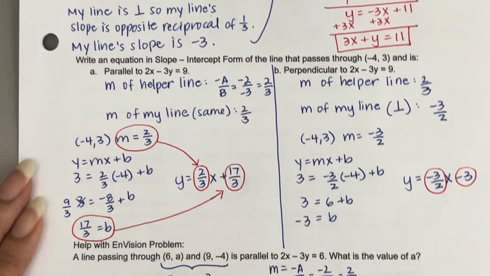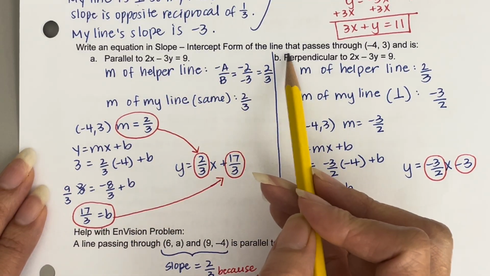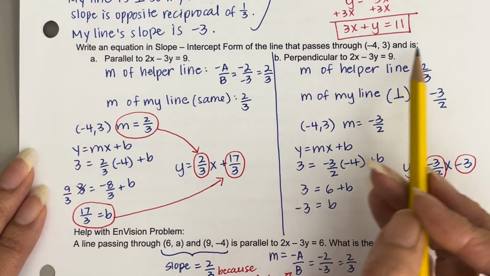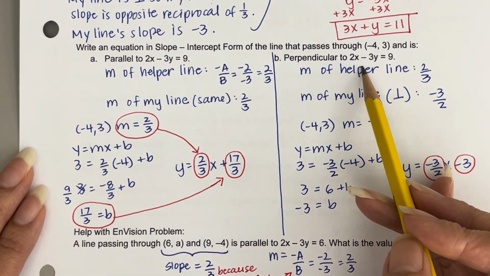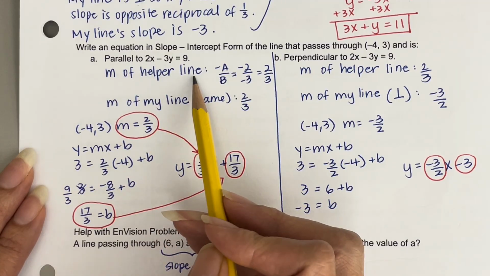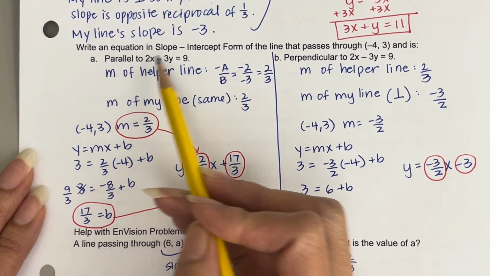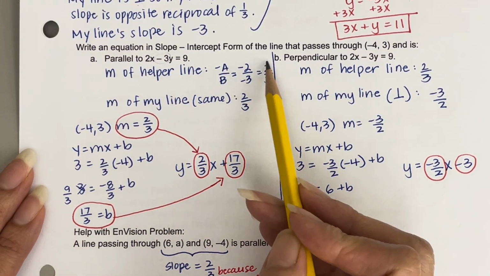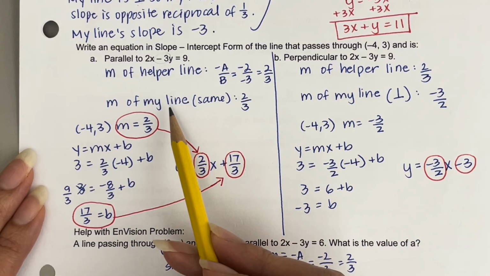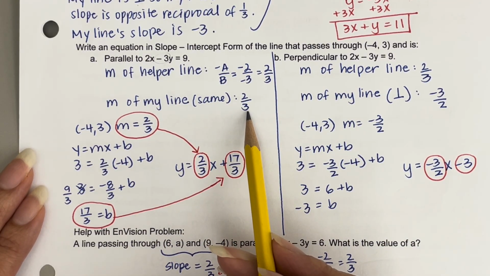Now here's 2 more examples. Write an equation in slope-intercept form of the line that passes through this point and is parallel to this line and then perpendicular to that same line. So the slope of your helper line is negative a over b, or -2 over -3. So the slope of the helper line is 2/3. Since my line is parallel, the slope is the same. So I also have a slope of 2/3.